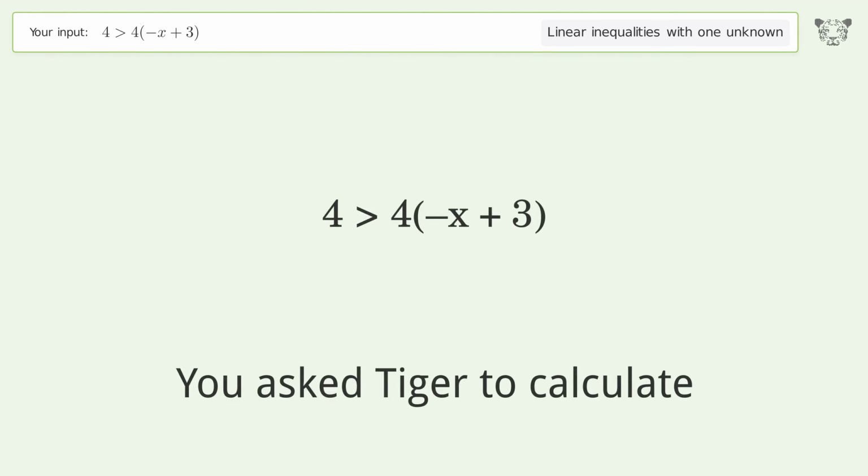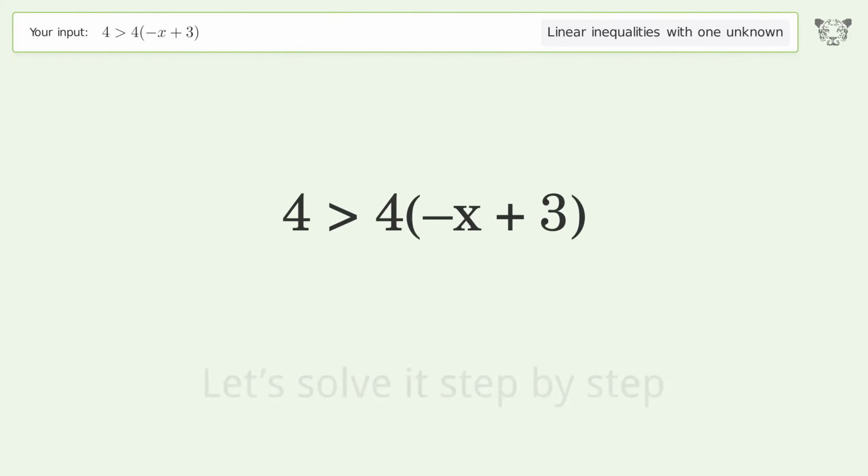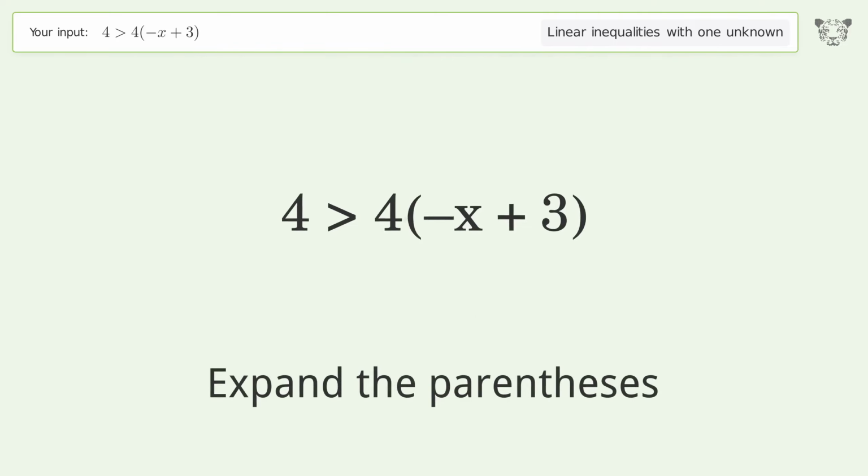You ask Tiger to calculate. This deals with linear inequalities with one unknown. The final result is x greater than 2. Let's solve it step by step. Simplify the expression. Expand the parentheses.